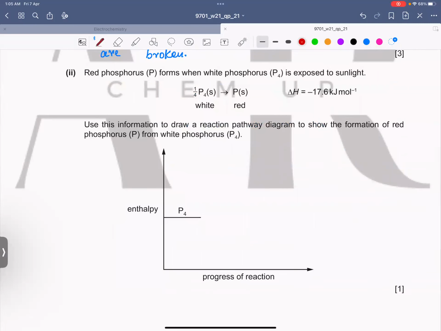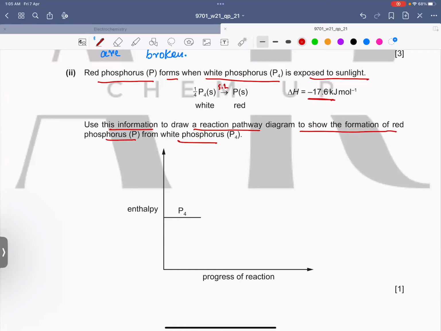Red phosphorus P forms when white phosphorus P4 is exposed to sunlight. Okay, so due to sunlight, P4, white phosphorus, is turning into red phosphorus. Use this information to draw a reaction pathway diagram to show the formation of red phosphorus from white phosphorus.